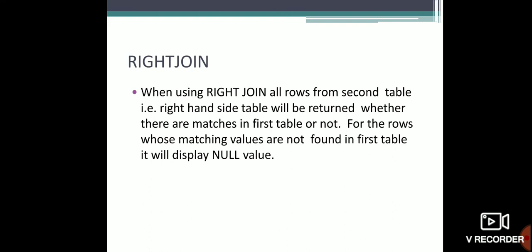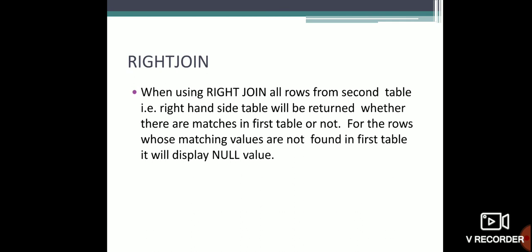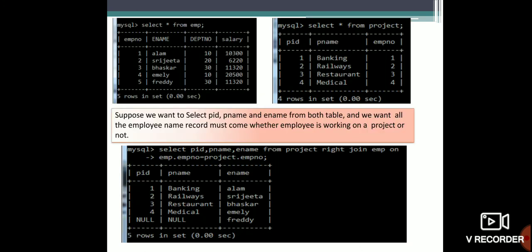Next is right join. This is the same as left join, only the method is different. You can see that when using right join, all rows from the second table are selected. In left join it was doing all rows from the first table, but in right join it selects all rows from the second table, that is the right hand side table, whether there are matches in the first table or not. For the rows whose matching values are not found in the first table, it will display null value. You can see there are two tables, select asterisk from employee and select asterisk from project.